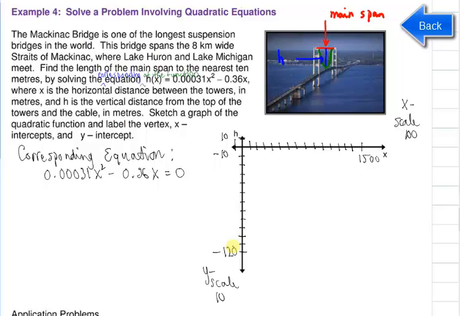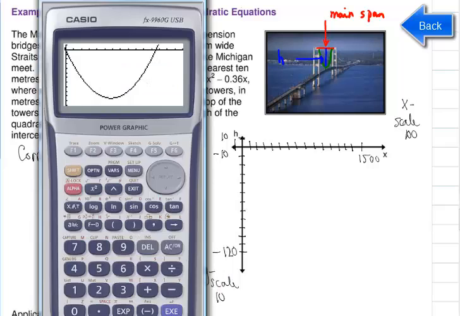So what I'd like you to imagine is that the cable between the two towers is going to be situated below the x-axis, and the tops of our two towers are going to be points on the x-axis. So we're going to have one main tower maybe here, another main tower here, and the cable will run in between them. Okay, so let's take a look at what we get on our graphing calculator.